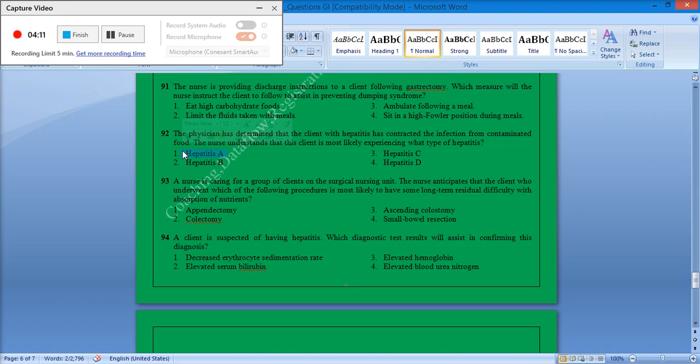93. A nurse is caring for a group of clients on the surgical nursing unit. The nurse anticipates that the client who underwent which of the following procedures is most likely to have some long-term residual difficulty with absorption of nutrients. 1. Appendectomy. 2. Colectomy. 3. Ascending colostomy. 4. Small bowel resection. The correct answer is 4. Small bowel resection.